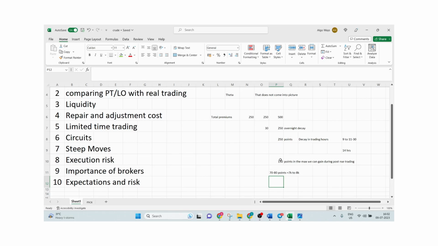I have covered expectation and risk. Now two points are left. The execution risk. See, it depends upon the broker. That is why the next point is the importance of broker. There are different constraints in execution as well.